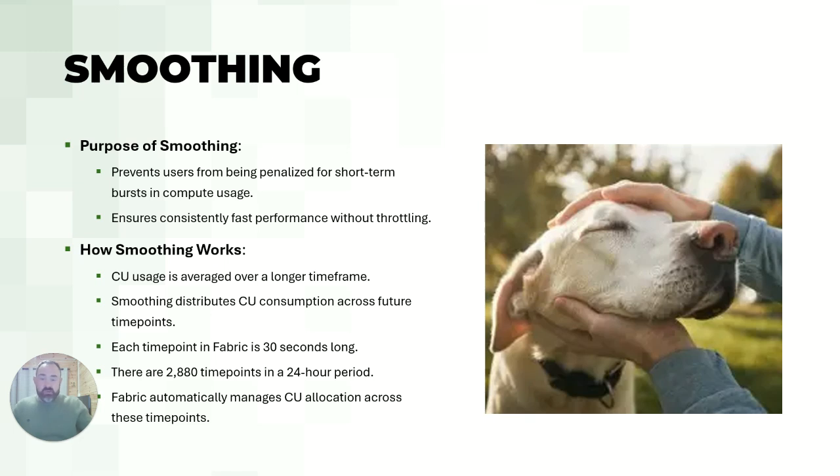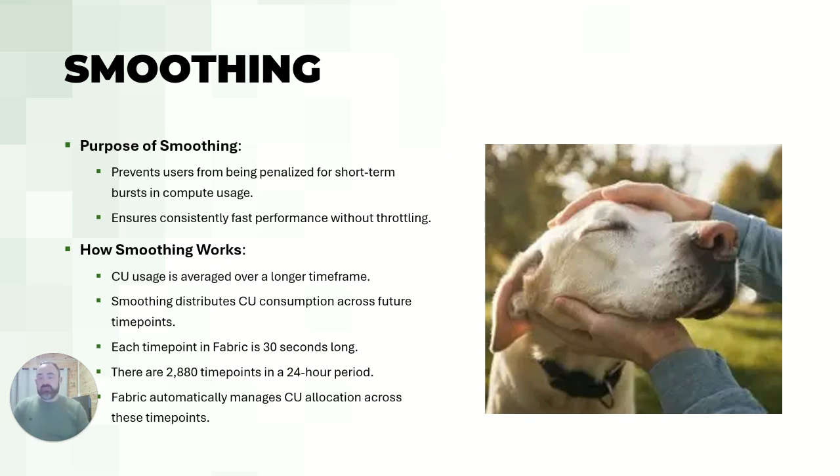And that's where smoothing comes in. So smoothing is where we grab bursting and say, who's been a good boy, and we calm it down for the rest of the day. The purpose of smoothing is to prevent users from being penalized for that short-term use, and we'll borrow from the bursting and then gradually smooth throughout the day. So it ensures that we're consistently fast without throttling.